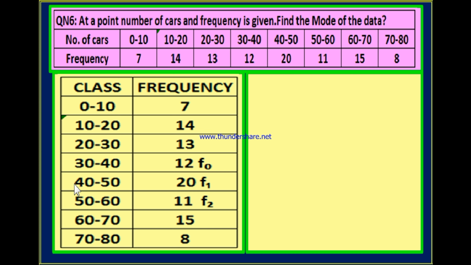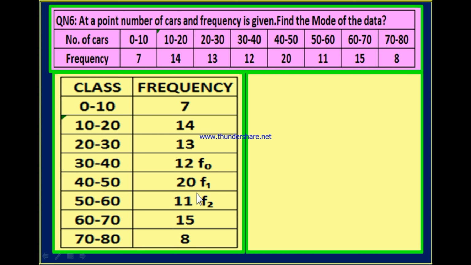Since it is the modal class, the lower boundary L, the lower bound of the modal class, is nothing but 40. And f1 is the frequency of the modal class, which is equal to 20. And f0 is the frequency above the modal class, that is 12, and f2 is the frequency below the modal class, that is 11. Therefore, f1 value is 20, f0 value is 12, f2 value is 11, and L value is 40.